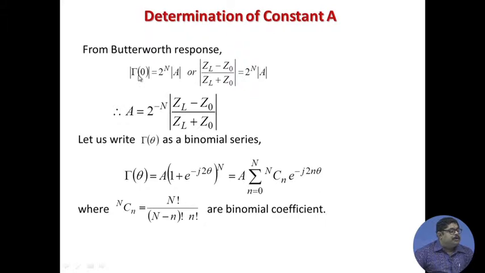And from the Butterworth response, we put theta equal to 0, that gives 2 to the power n A. So, by that we can solve that A will be 2 to the power minus n, ZL minus Z naught by ZL plus Z naught. Now, let us write this gamma theta as a binomial series, that means the binomial expansion. Now, if you just work out, this can be written like this in terms of NCn, and these are the binomial coefficients.